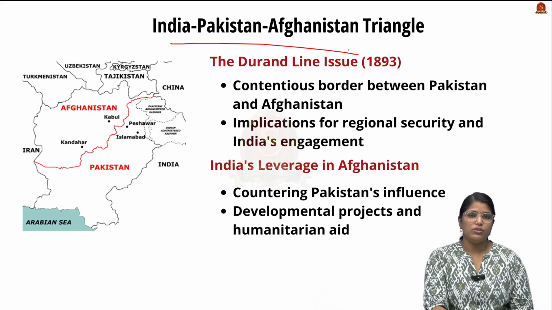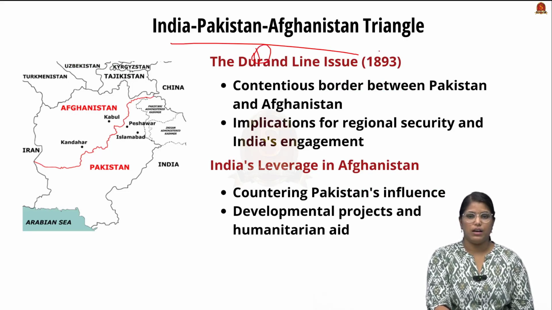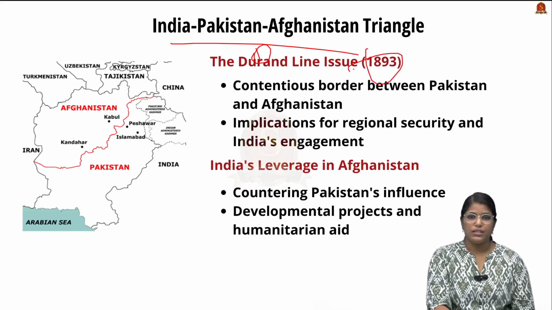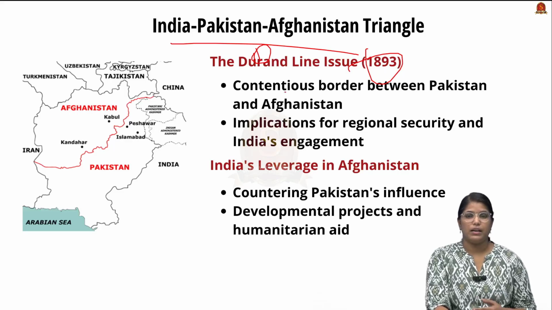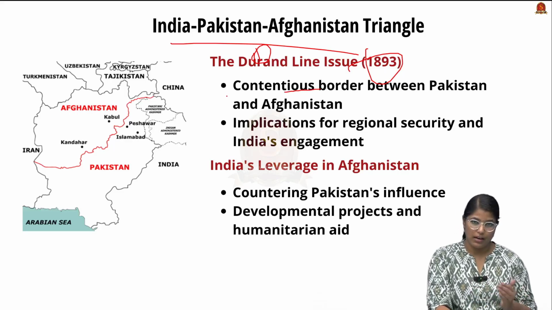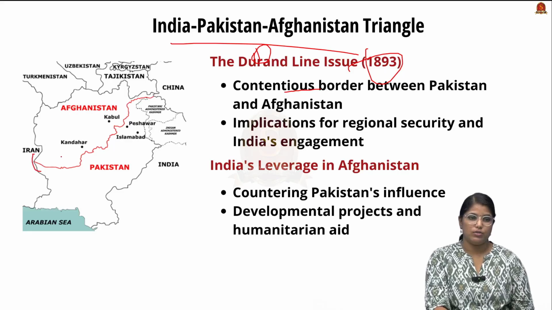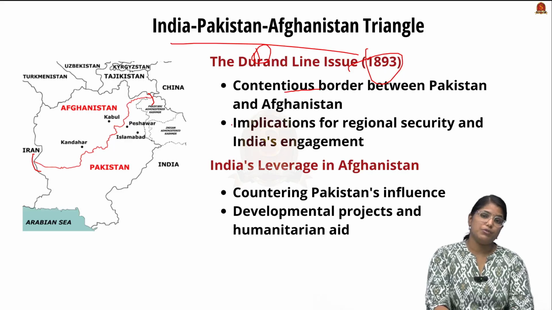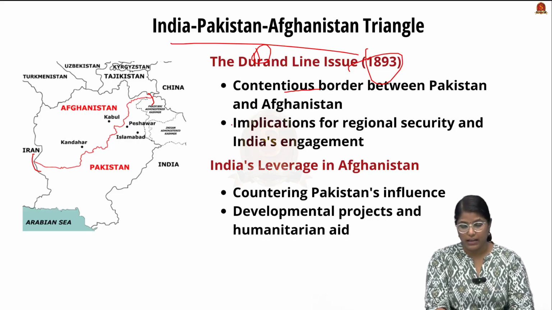Now, moving on to the India, Pakistan, and Afghanistan triangle. See, the first issue is the 1893 Durand line issue. See, this Durand line is nothing but a contentious border between Pakistan and Afghanistan. Here you can see the Durand line in the red color. So this line actually is very important because it demarcates the countries, right? So it has a lot of implication when it comes to regional security as well as India's engagement with that particular country.